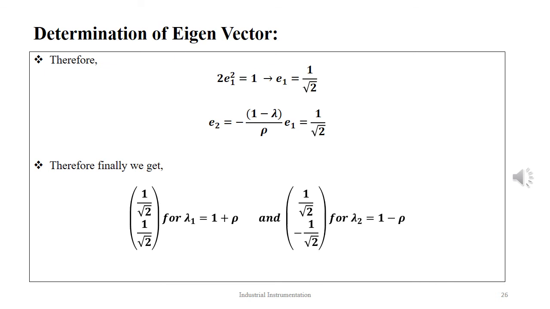Therefore, we get 2 e1 square equal to 1, that tends to e1 equal to 1 by under root 2, e2 equal to minus 1 minus lambda by row e1, whole in negative, equal to 1 by under root 2. Therefore, the final solution we get 1 by under root 2, 1 by under root 2 for lambda 1 equal to 1 plus row, and 1 by under root 2, minus 1 by under root 2 for lambda 2 equal to 1 minus row.